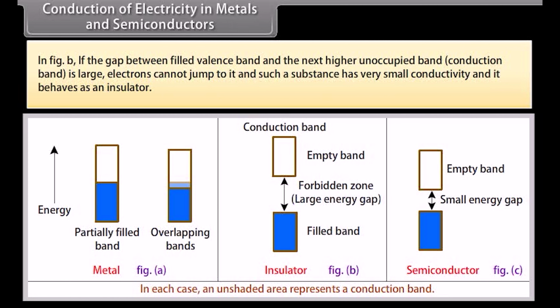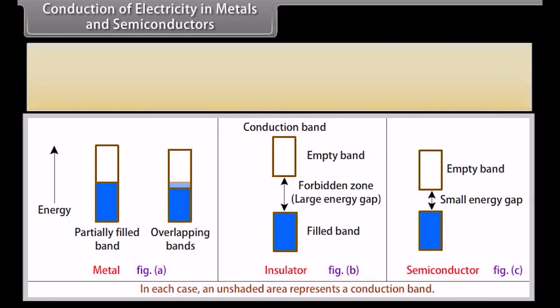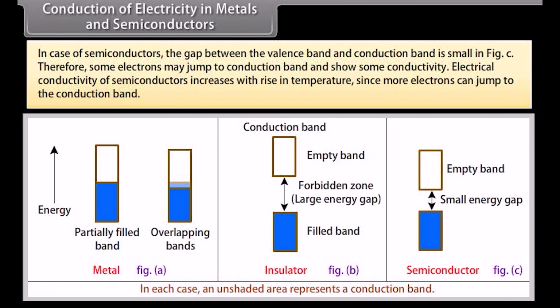In figure B, if the gap between the filled valence band and the next higher unoccupied band, the conduction band, is large, electrons cannot jump to it and such a substance has very small conductivity and behaves as an insulator. In case of semiconductors, the gap between the valence band and conduction band is small, as in figure C. Therefore, some electrons may jump to the conduction band and show some conductivity. Electrical conductivity of semiconductors increases with rise in temperature since more electrons can jump to the conduction band.